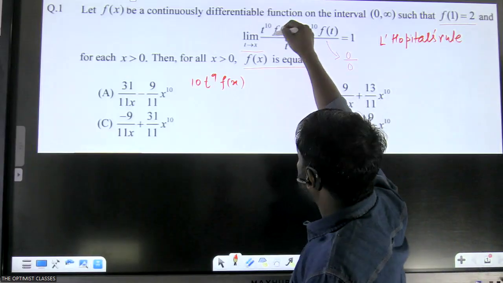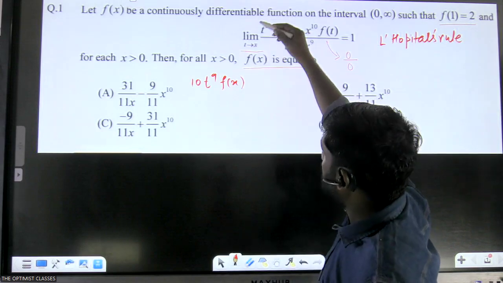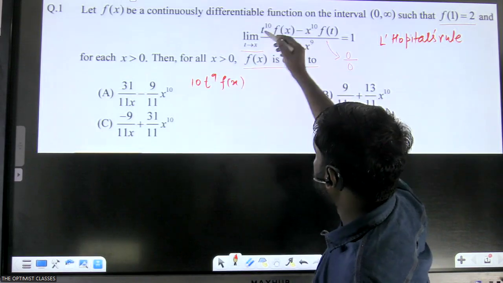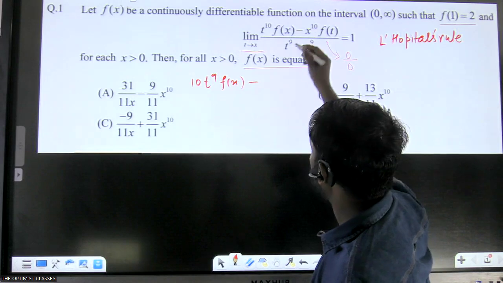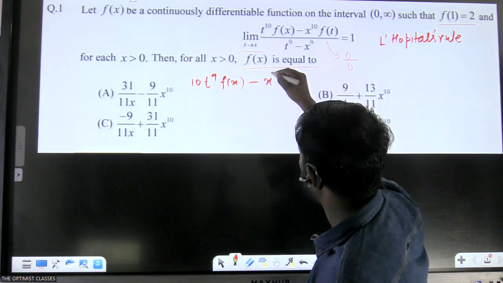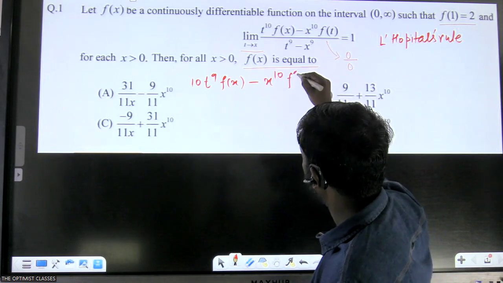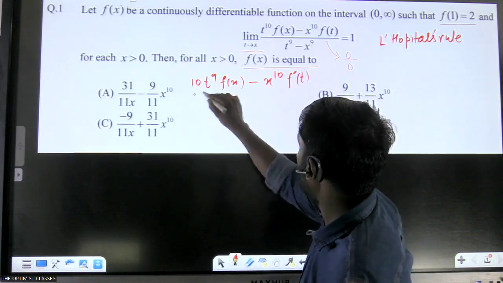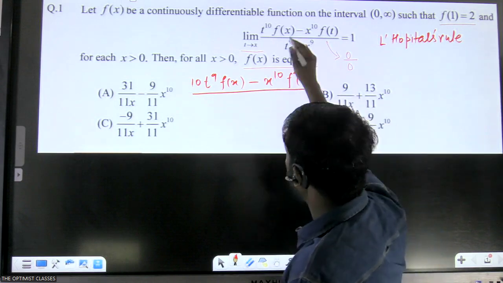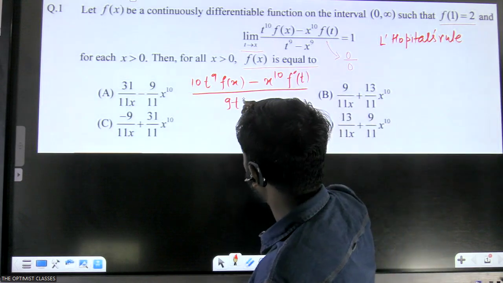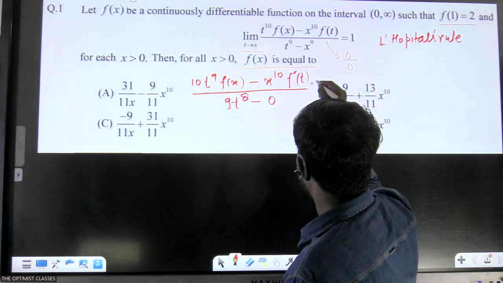So let's differentiate the numerator with respect to t. It gives you 10 t to the power 9 f(x) minus, since we are not differentiating x here, x will remain as it is and it will become f prime(t). Okay. And when you differentiate the denominator, you get 9 t to the power 8 minus 0. That is equal to 1.